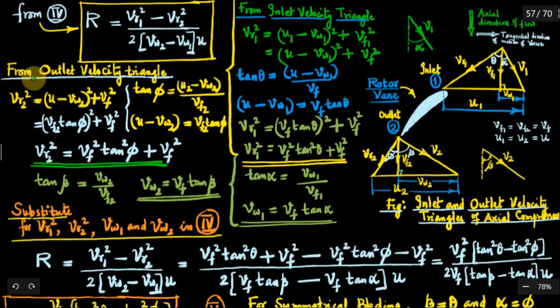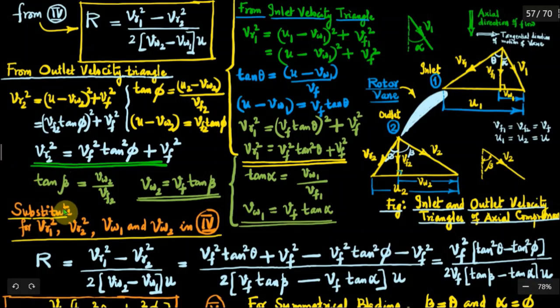Now, Vr2 square. How do you get Vr2 square? From this right triangle, use Pythagoras theorem just like we did in the previous case of the inlet triangle. Vr2 square is equal to u minus Vw2 whole square plus Vf2 square. So, u minus Vw2 is now replaced by Vf tan phi. So, if you substitute that, you will get Vr2 square is equal to Vf square tan square phi plus Vf square. So, you got one expression for Vr1 square and a second expression for Vr2 square.